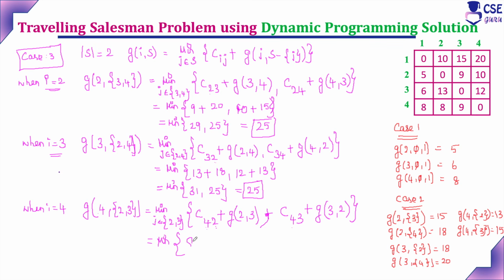Cost is 8 plus G of 2, comma 3, cost is 15, comma C of 4, 3, cost is 9 plus G of 3, comma 2, cost is 18. So here we will get minimum of 8 plus 15, cost is 23, comma 18 plus 9, cost is 27. Which one is minimum? 23 is minimum. That we will consider. Okay. So this is case 3.